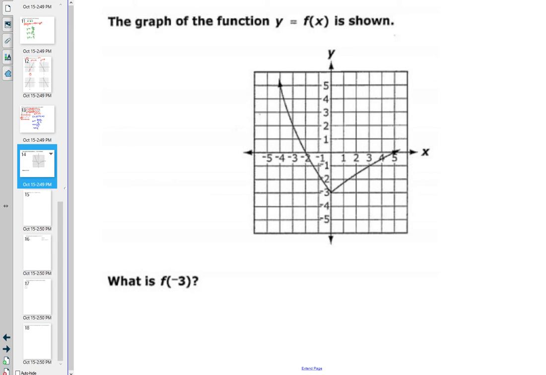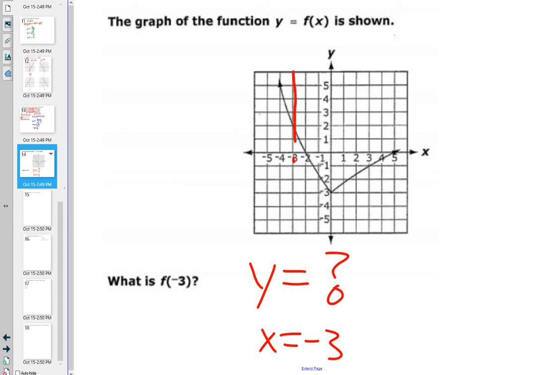What is f at -3? What this is asking you is what is y when x is -3? If the -3 is in the parentheses, that means that it's the x. If they would have told you f of x is -3, then they want to know what x is when y is -3. So I look for -3 on the x.